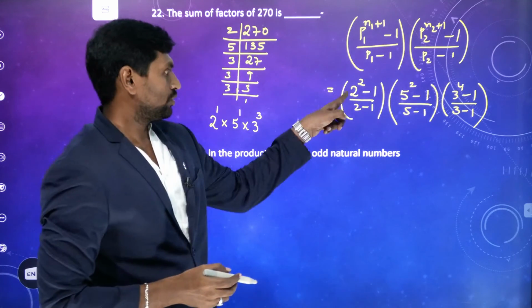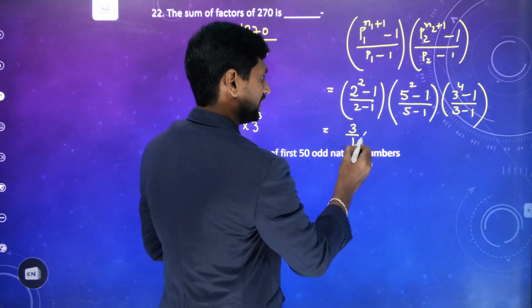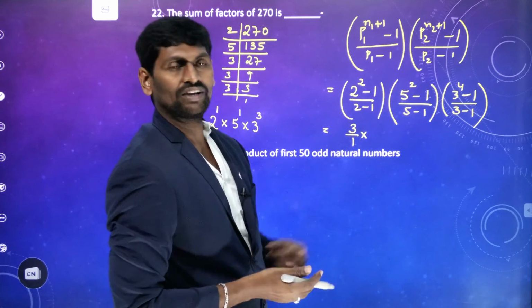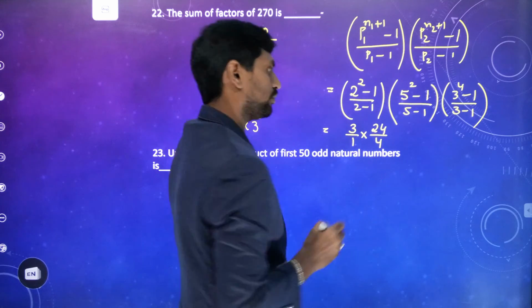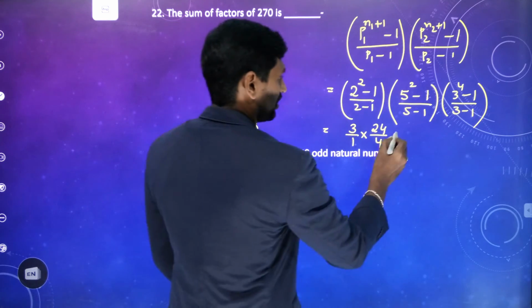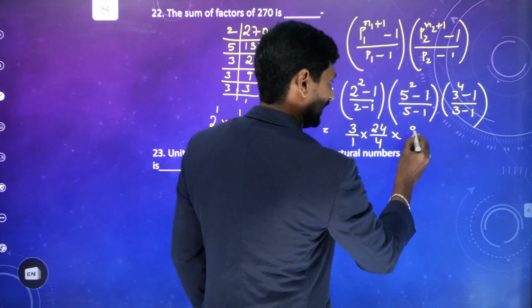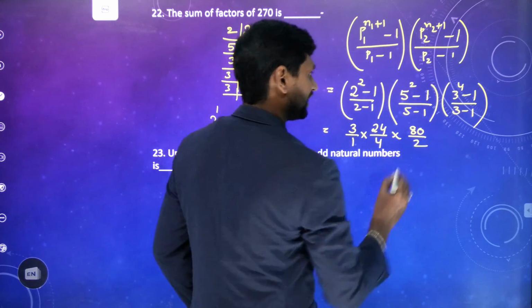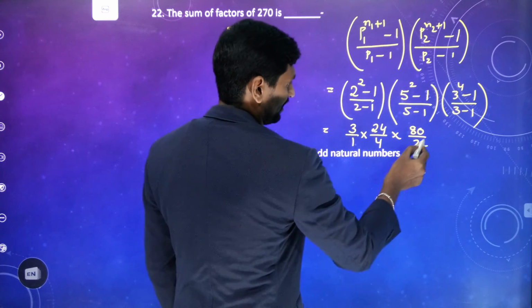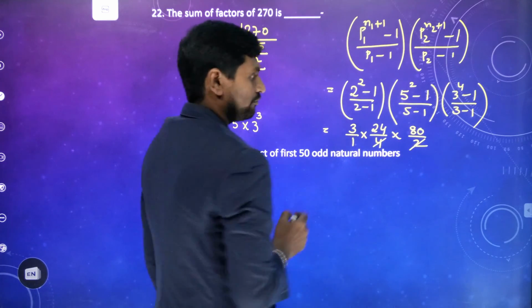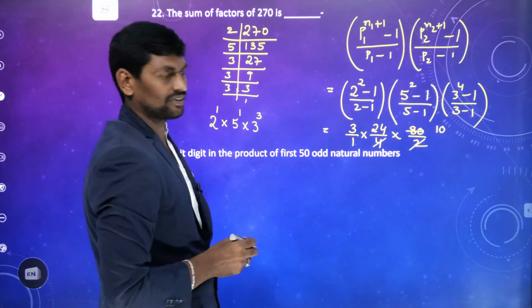Okay. 2 square value 4. 4 minus 1, 3. 3 by 1 into the first one's answer. 5 square value 25. 25 minus 1 is 24. 24 by 4. 5 minus 1 is 4. 3 power 4, 3 into 3 into like that, 81. 81 minus 1 is 80. 3 minus 1 is 2. Now after cancellation, 4 2's 8. 8 in 80, 10 times.